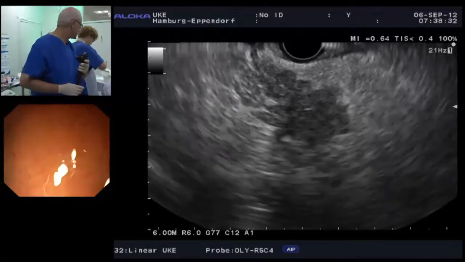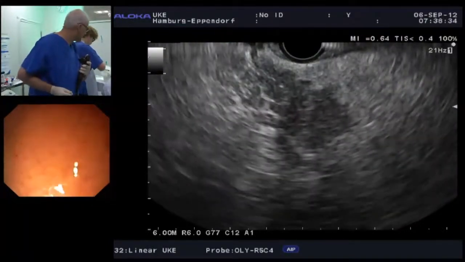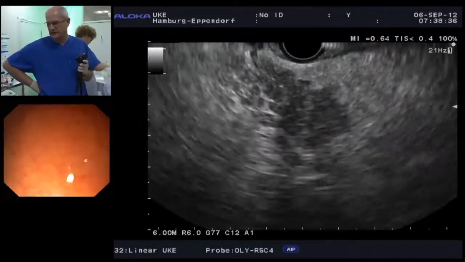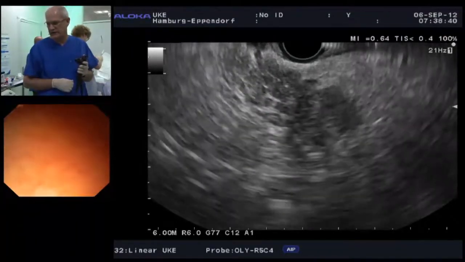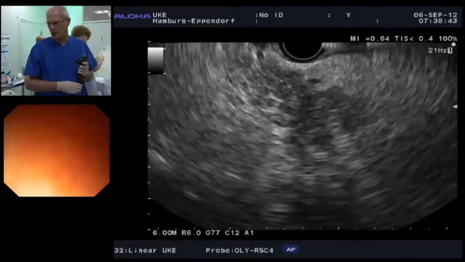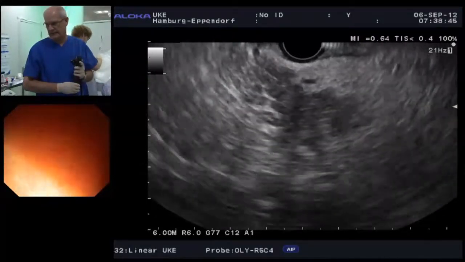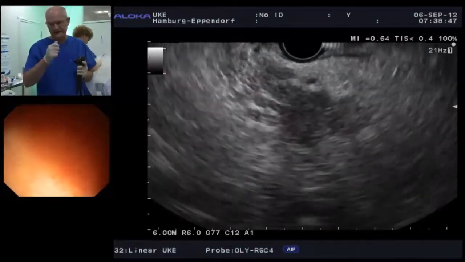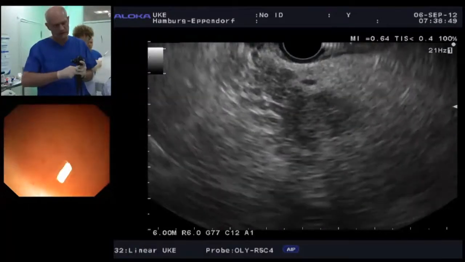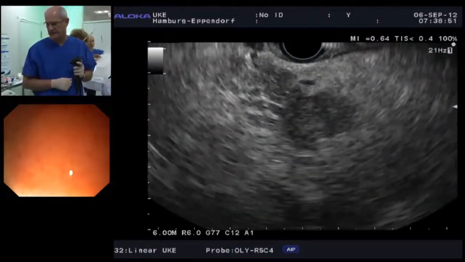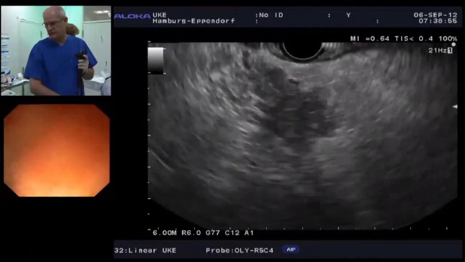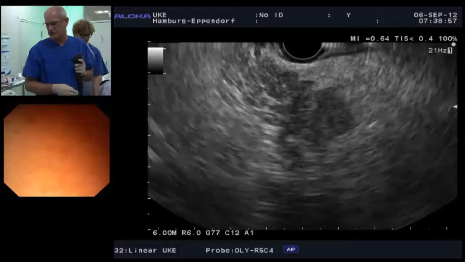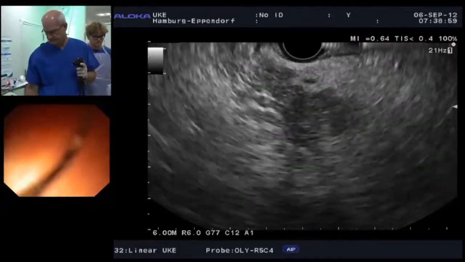But I think what I've chosen to do is use the Olympus needle. It's a 22 gauge needle that has a side hole in it. And I'm going to use the wicking technique on the stylet, a slow removal of the stylet, as the initial approach. And then we'll see what that yields, and we'll make changes from there.